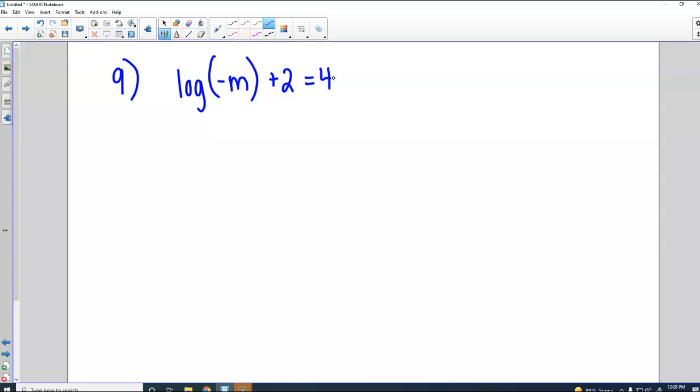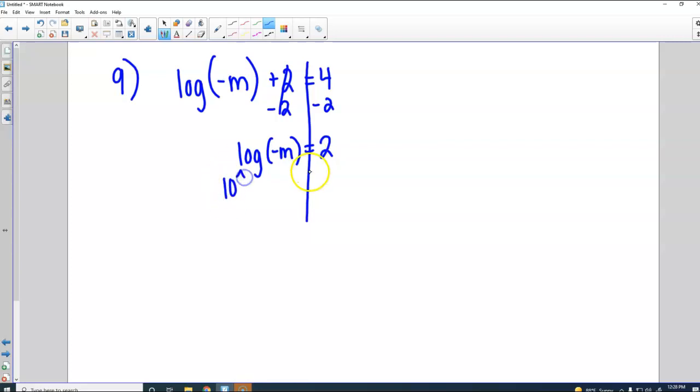We cannot deal with that log yet because this 2 over here is not associated with that log. So the first thing we want to do on that is we need to get rid of that 2. What can we do to get rid of that 2? We're just going to subtract it off. So if you have stuff outside of your logarithm that you need to get rid of, deal with that first before you start messing with the log. So we got log of negative m equals 2. What do we do after that, Matthew?